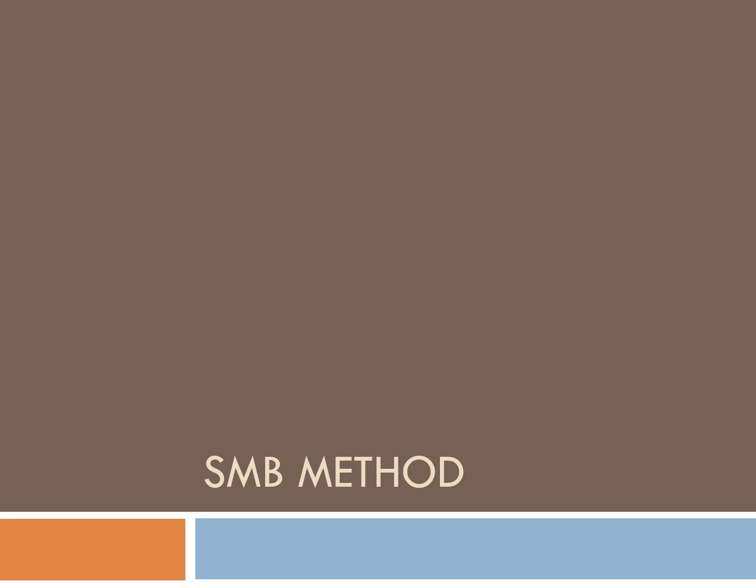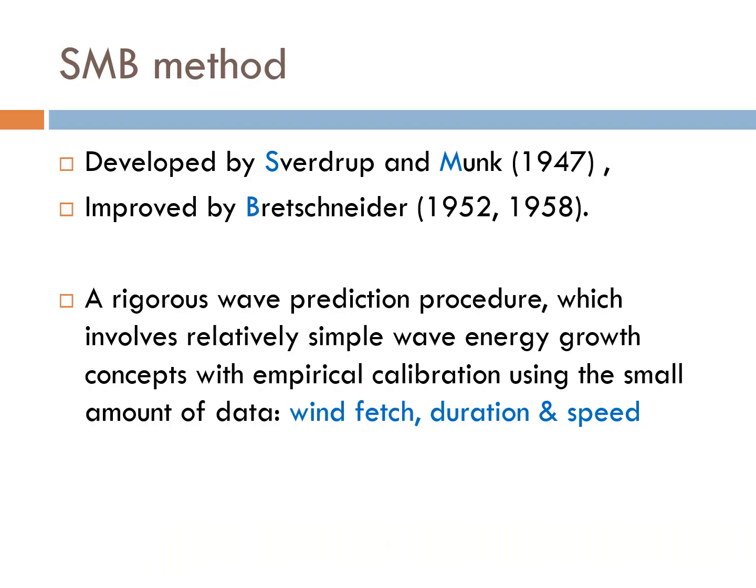Today we are going to continue with the topic on wave data analysis. Right now we will relate the wind data that we have to wave prediction. We're going to look at the SMB method developed by Sverdrup and Munk in 1947 and improved by Bretschneider in 1952 and 1958.